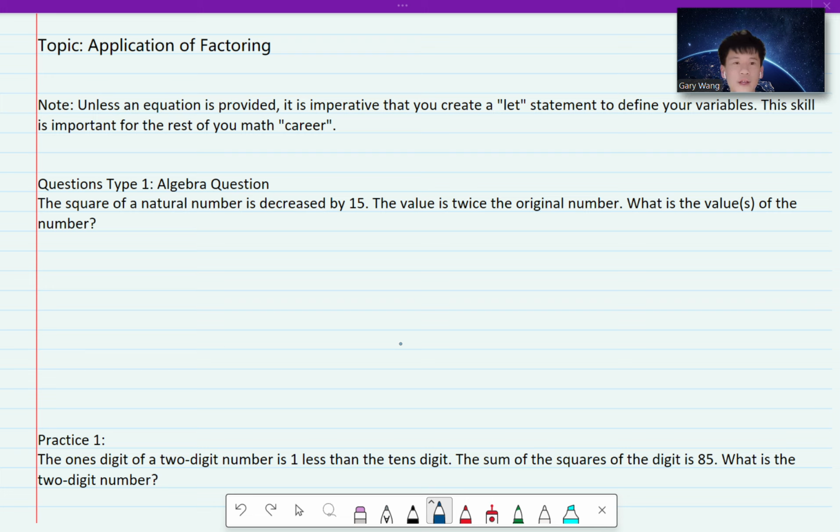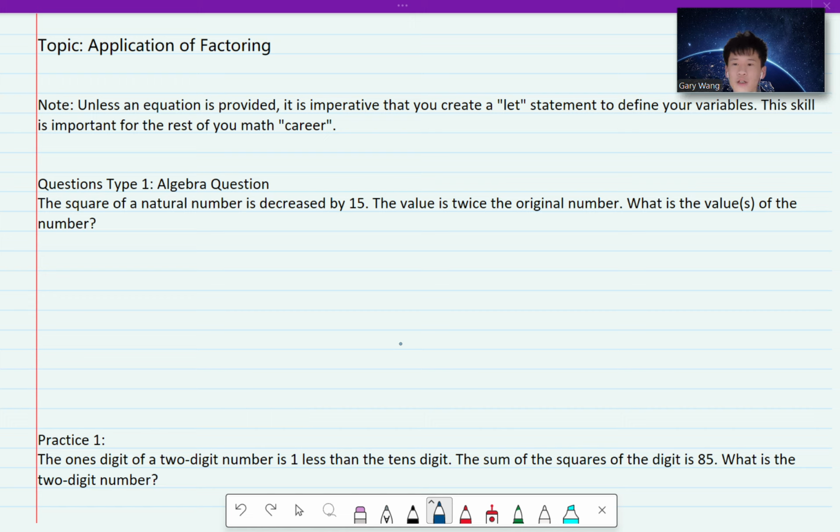Hello everyone! In today's video, we are going to talk about application of factoring. Before we start delving into the different types of questions, we should take note that unless an equation is provided, it is imperative that you create a let statement to define your variables. This skill is very important.